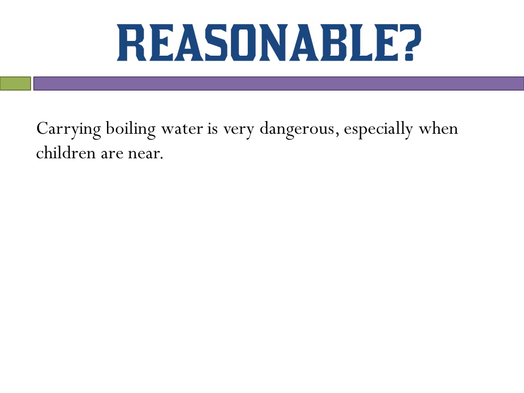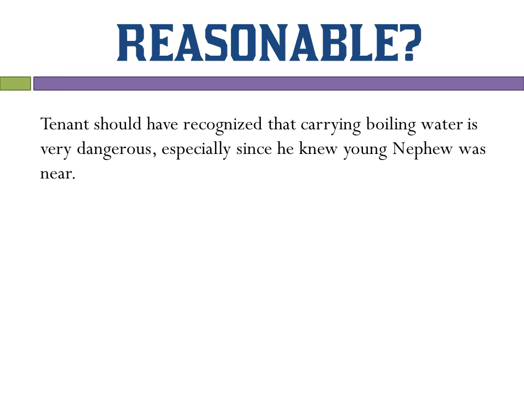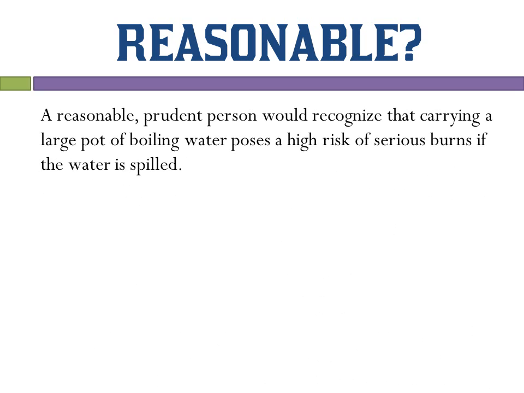Okay, so one way to approach this would be to say, hey, it's not reasonable. Carrying boiling water is very dangerous, especially when children are near. Okay, that's good, but you haven't really put the characters into this. You haven't really talked about the reasonable person standard. So let's try this. Tenant should have recognized that carrying boiling water is very dangerous, especially since he knew young nephew was near. So now you've put the people into it, but we still haven't gotten as far as talking about what's reasonable and what's not. Although you have a "should have," which kind of makes it sound like that.